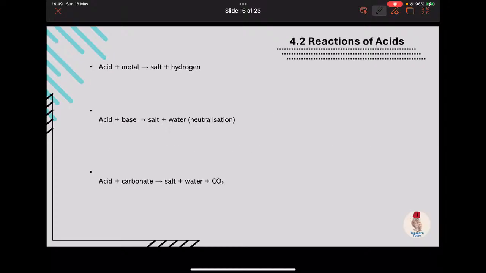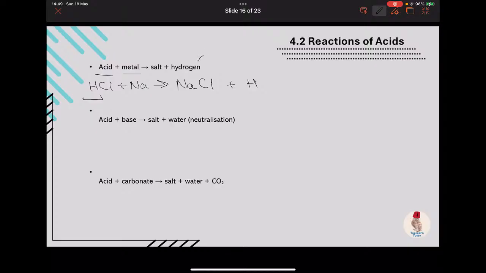Now, what we have next is reactions of acids. Now, the reactions of acids are just very simple. You just need to learn them. An acid and a metal react to form a salt and hydrogen, such as hydrochloric acid, HCl, plus a metal, let's say sodium, would give us a salt, sodium chloride, plus hydrogen, as hydrogen has been released from this compound here.